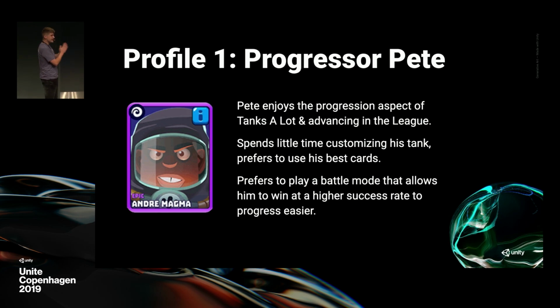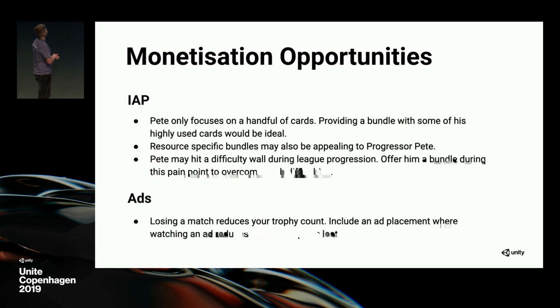Also, since his end goal is to achieve the end point of the game, he will find a game mode that offers him the highest utility. So less time spent, higher progress achieved. So how can we monetize these kinds of players? Pete doesn't own all the cards. He has a handful of them. So it would be a great idea to offer Pete the same cards that he already has.